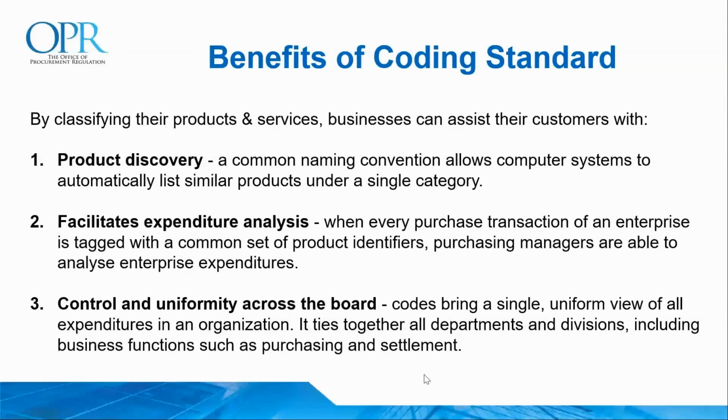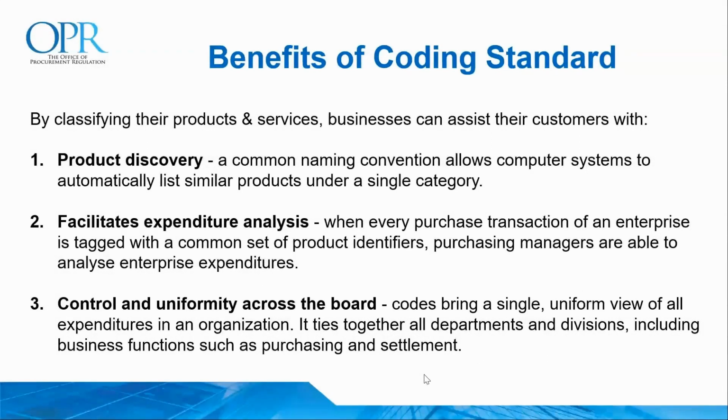So let's look at some of the benefits of this coding standard. Three main benefits are: one, product discovery. It's a common naming convention that allows computer systems to automatically list similar products under a similar category. You'll remember just now when we looked at the example for both the photocopier and the toners, you'll notice that they belong to the same family but differ in the class and the commodity. So you're able to then search products under the same categories, similar families, similar segments.